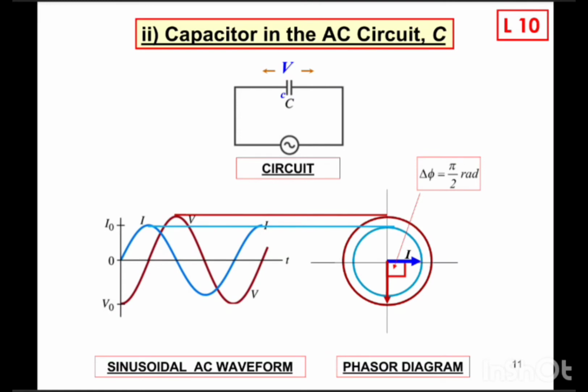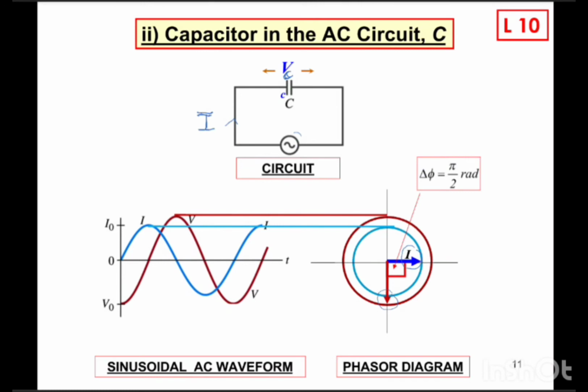And now we look at the capacitor in an AC circuit. This one is the AC signal, and here is the AC current, and this is a capacitor. The voltage, the potential difference across the capacitor, is VC. So this is the phasor diagram for the capacitor. The current leads the voltage by pi over 2 radian.